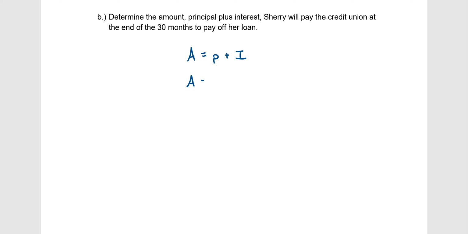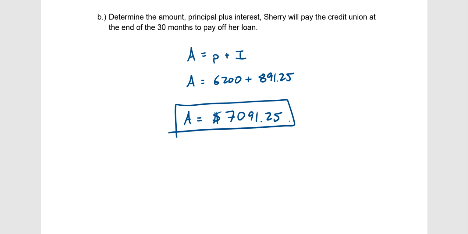The principal was the $6,200. The interest we just found was $891.25. So we add all of this up, and we end up getting $7,091.25. So in order to borrow $6,200, she actually ended up having to pay $7,091.25 after the 30-month period.